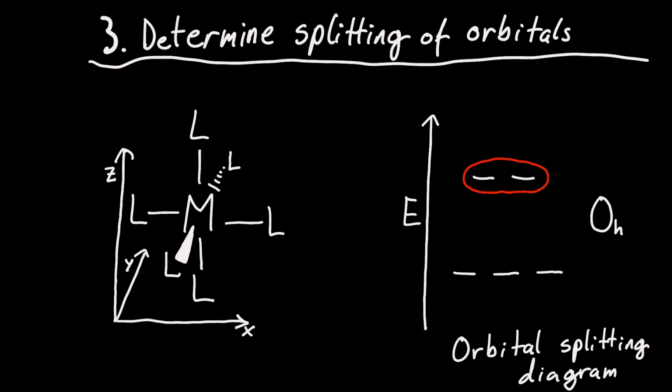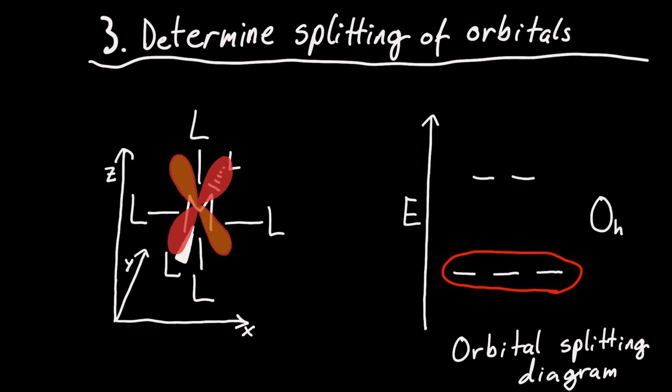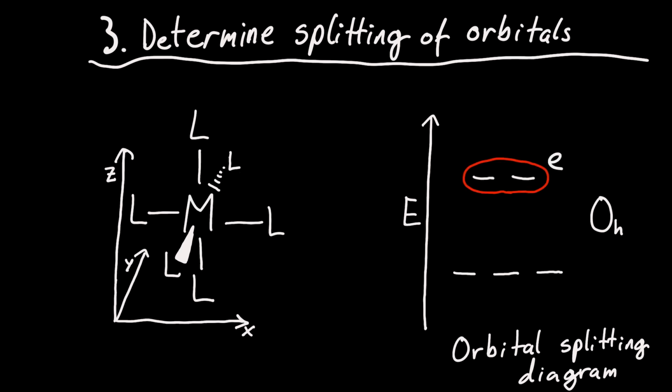The two orbitals higher in energy stem from the two orbitals that point directly towards some of the ligands. That's the z squared and the x squared minus y squared. While the three orbitals lower in energy are between each of the ligands. That's the xz, the yz, and the xy. When orbitals are equal in energy, they're called degenerate. So in this case, we have two degenerate orbitals higher in energy, and three orbitals degenerate to each other lower in energy. Orbitals can also be described using mathematical terms. Doubly degenerate orbitals are denoted as E, while triply degenerate are denoted as T.